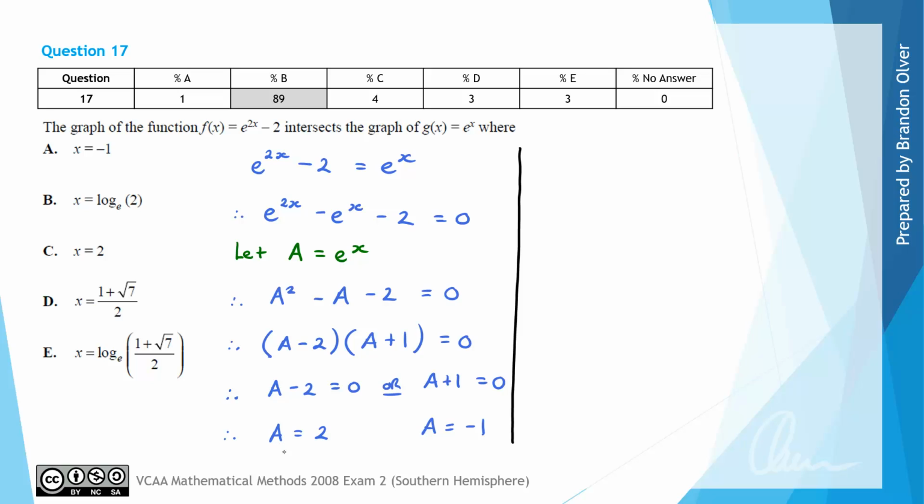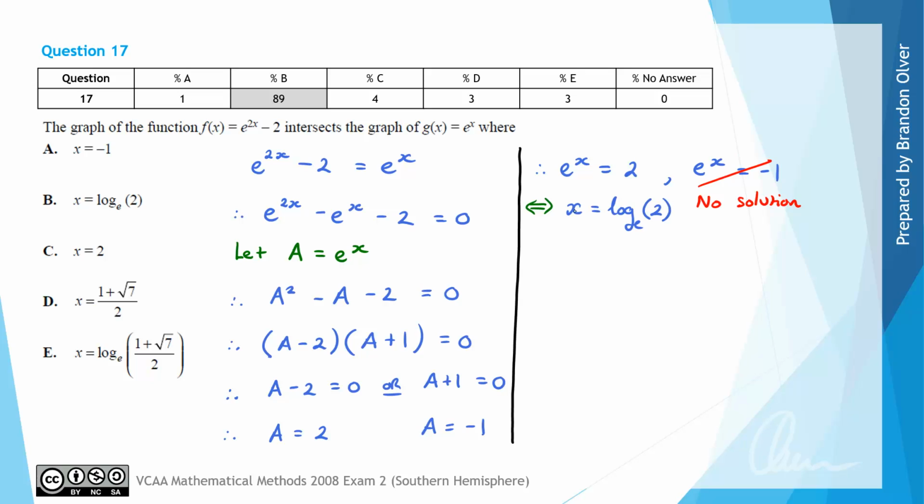Now we knew that A was equal to e to the power of x, so therefore e to the power of x could equal 2 or e to the power of x could equal negative 1. Now e to the power of x is never equal to negative 1, so there's no solution for that half of the problem. However, we can rearrange this into a log expression to find x by itself. So e to the power of x equals 2. If we rearrange that, we get x by itself, and that's going to equal log base e of 2.